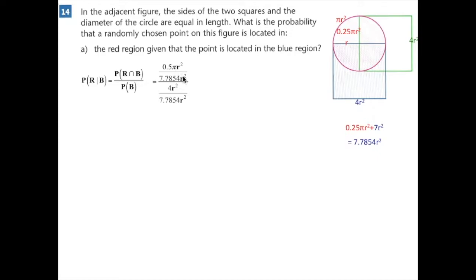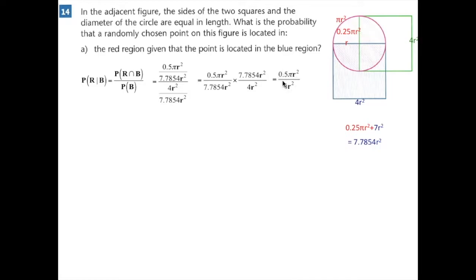0.5 pi r squared out of the whole thing, out of the 7.7854 r squared, divided by the probability of being blue. Being blue is 4r squared out of the whole thing, out of the 7.7854 r squared. We're going to divide these two fractions. When we divide the two fractions, the dividing fraction is going to flip and we multiply by the reciprocal. So we have 0.5 pi r squared over the 7.7854 r squared times the 7.7854 r squared. So these two things totally cancel, and we're left with 0.5 pi r squared over 4r squared.